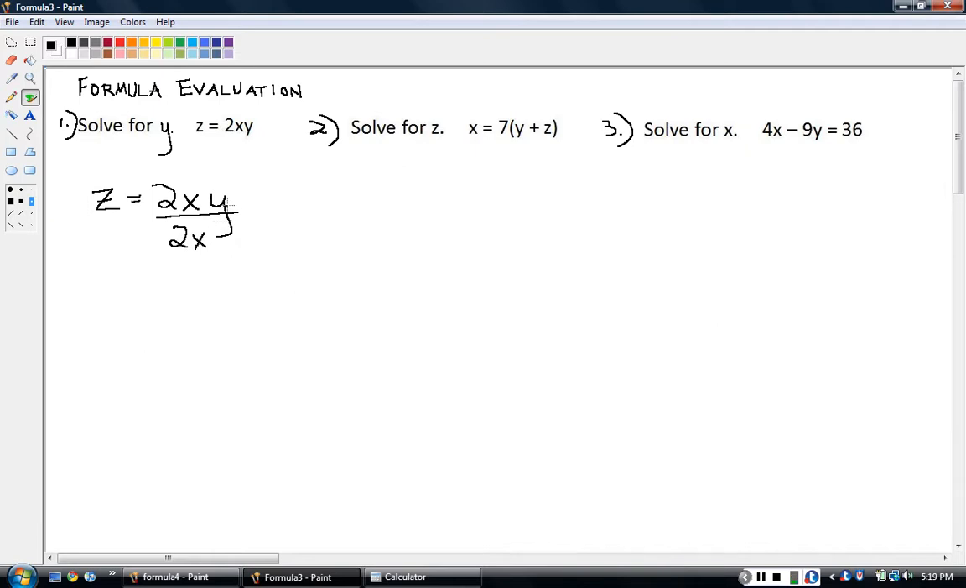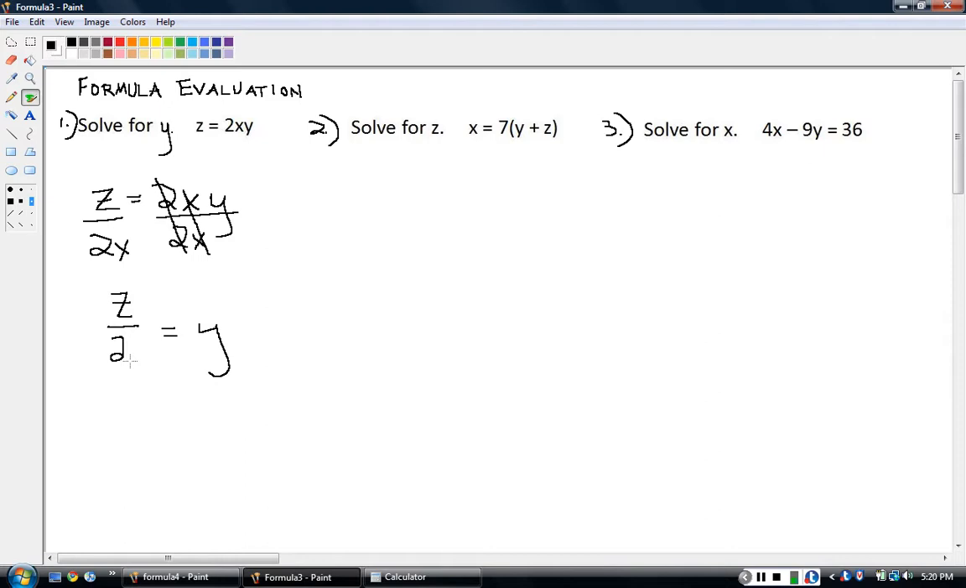That'll give me y by itself, right? Because 2 divided by 2 is 1, x divided by x is 1. That leaves me with 1y or y by itself, which is exactly what I want. But if I divide the right side by 2x, then I have to divide the left side by 2x in order to keep equality, right? Which you've learned before. And that was a fairly easy example. Okay, I can do it in one step. y equals z divided by 2x.